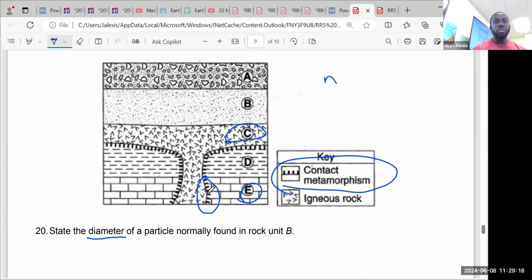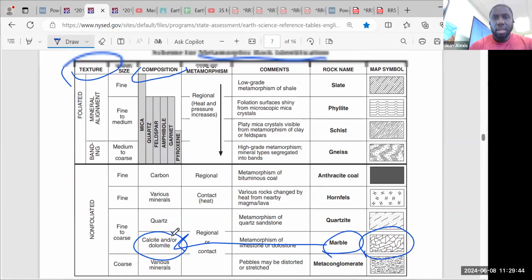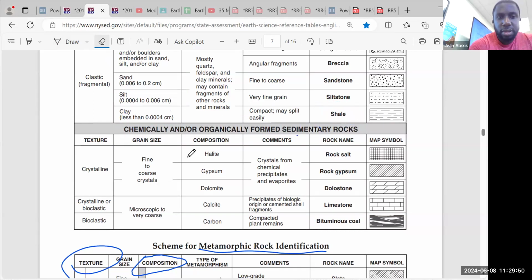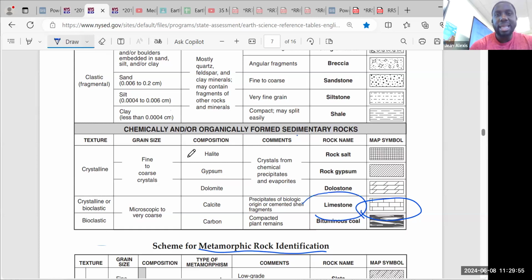Now, these hatches, what rock is it landing on for this question? What rock? Limestone. How do I know that this is limestone? Yup, page 7 on the reference tables. Look at the map symbol. If it looks like bricks, it's limestone. Look on page 7. Right here is bricks, which means that it's limestone.